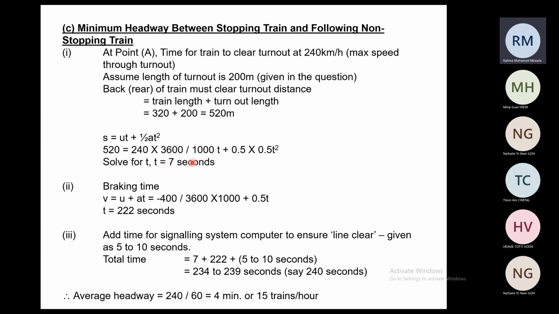So this is the time that is required for the train to clear out from the main line. So you need 7 seconds to clear the turnout. Then we have the braking time from 400 to stop. That will require 2 to 2 seconds.